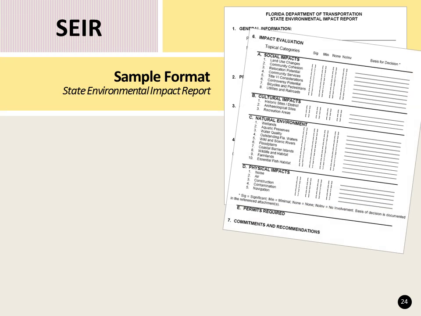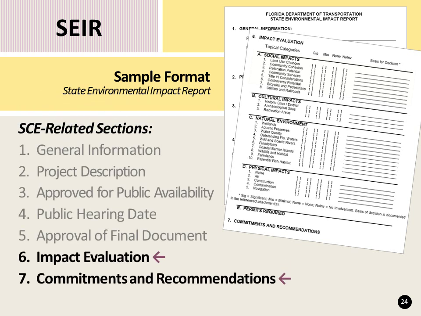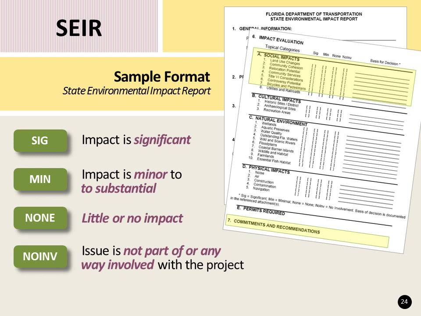The State Environmental Impact Report is used in the evaluation of non-federally funded projects with greater impact potential. The SCE evaluation results are included in the Impact Evaluation and Commitments and Recommendations sections. Under the Impact Evaluation section, indicate the level of effect for the SCE issues listed. If an issue is not associated with the project, mark the column with the abbreviation for no involvement.